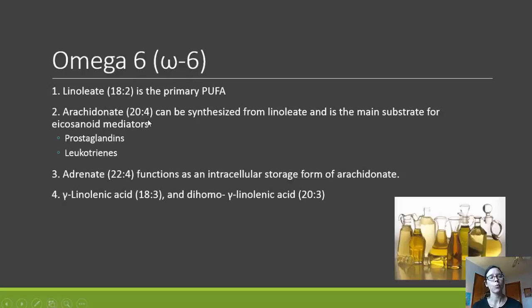Next, we have arachidonate, and we'll see that this omega 6 is going to come up over and over again because it has a lot of biological significance. Arachidonate can be synthesized from linoleate, and it's the major substrate for some of our important eicosanoids that we're going to talk about, which are big mediators in our inflammatory process. It is a precursor for our eicosanoids called prostaglandins and leukotrienes.